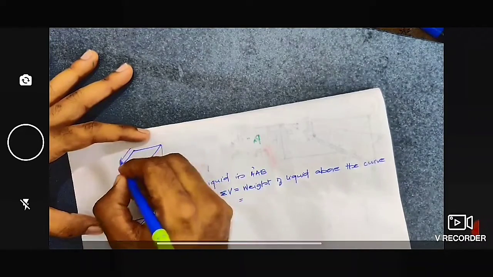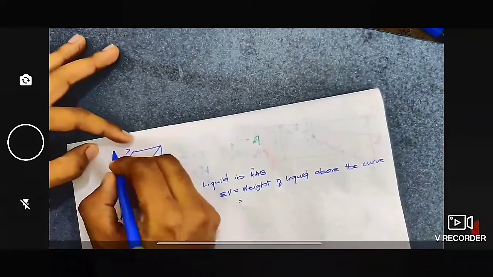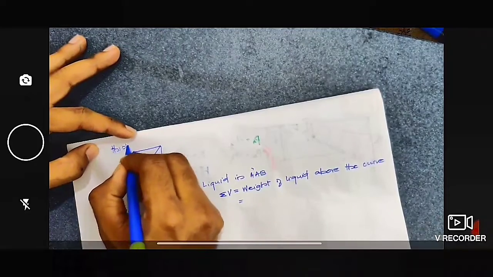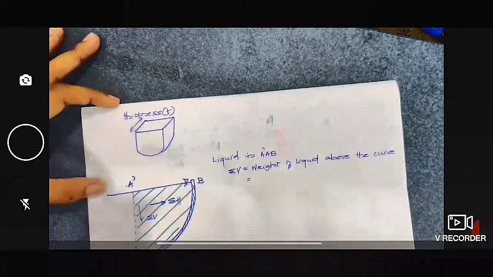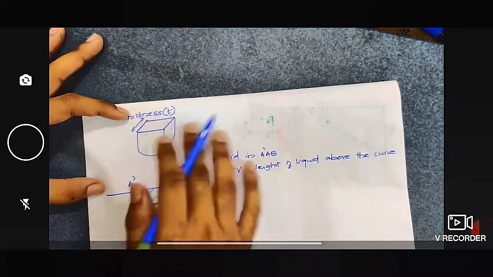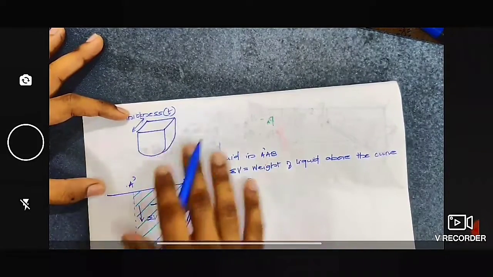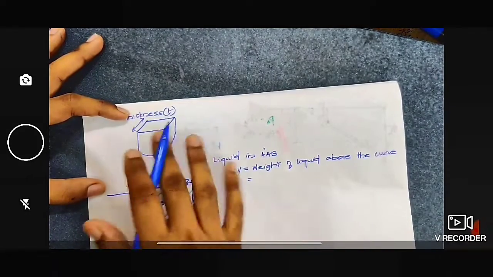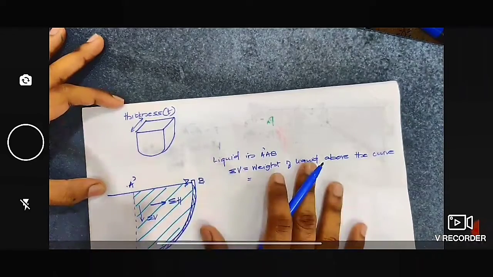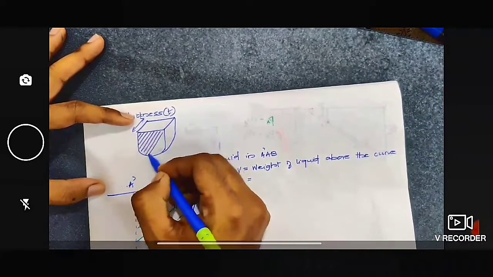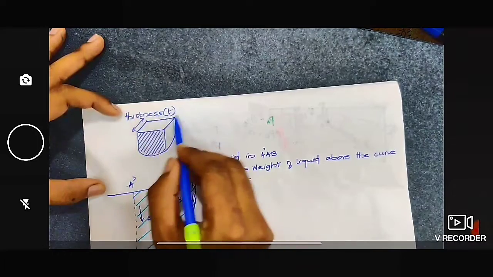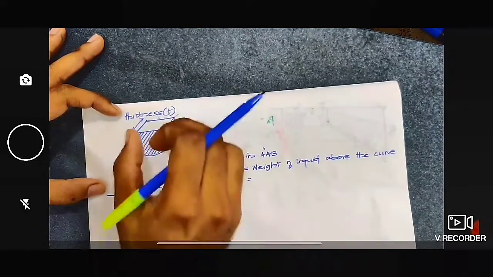Now this is the thickness of the container. Let that thickness be represented as T. Just assume that you have liquid inside the container. It is completely containing liquid. So how to find the volume of this liquid? What you have to do is initially find the area. That area has to be multiplied by this thickness. Then you get the volume.